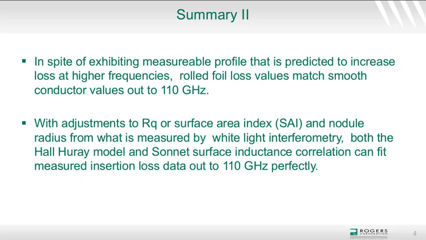Now, one of the interesting things that has come out of this is that in spite of exhibiting measurable profile that is predicted by all of the models to increase loss at higher frequencies, rolled foil loss values match smooth conductor values out to 110 gigahertz. And the other thing we'll discover is that with some adjustments to RQ or surface area index and nodule radius, from what's measured by white light interferometry, both the Hall-Huray model and Sonnet surface inductance correlations can fit measured insertion loss data perfectly out to 110 gigahertz.